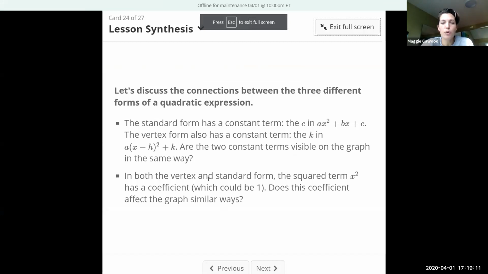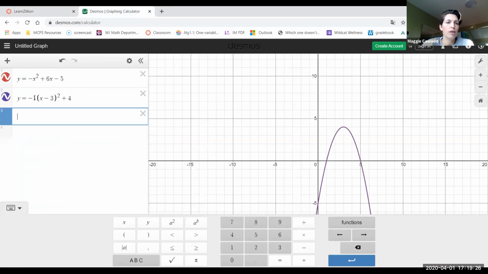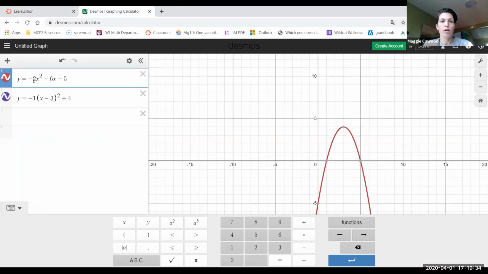All right, in both the vertex and standard form, the squared term has a coefficient, which could be 1. Does this coefficient affect the graph in similar ways? That is something to consider, isn't it? So if I had a number like, let's try it. So we know these two are the exact same graph, right? What happens if I put a 2 here? If I say it's 2 times, whoa, do you see where that moved? That moved in a completely different spot.